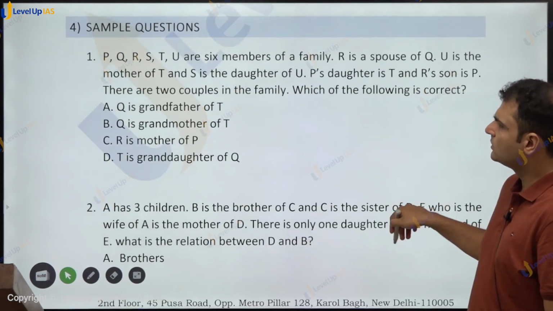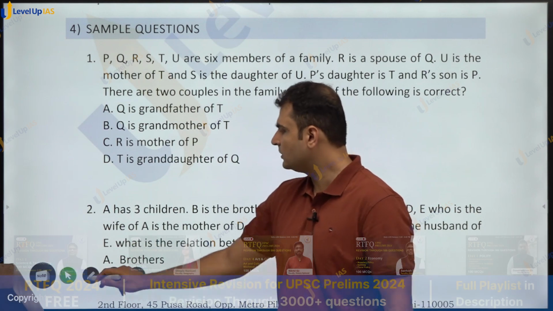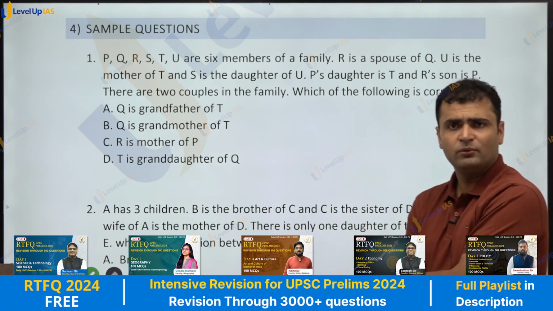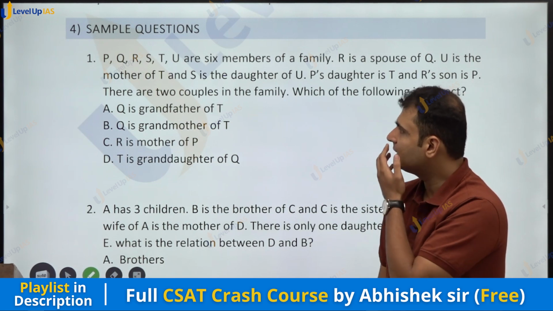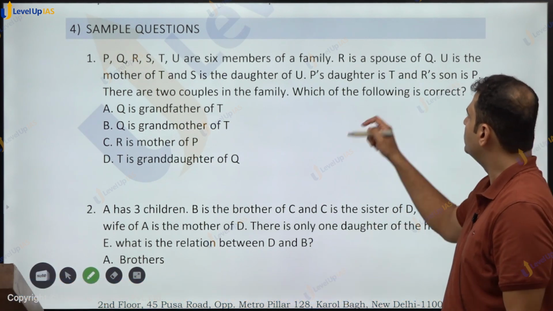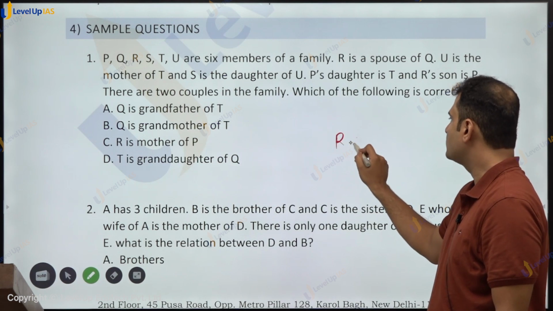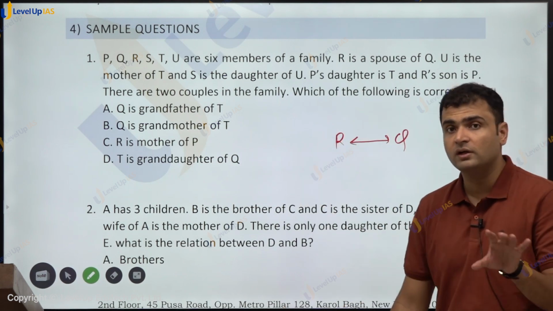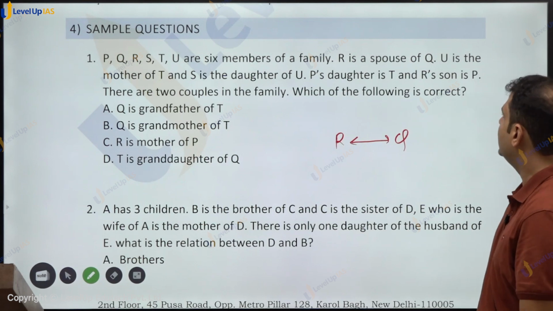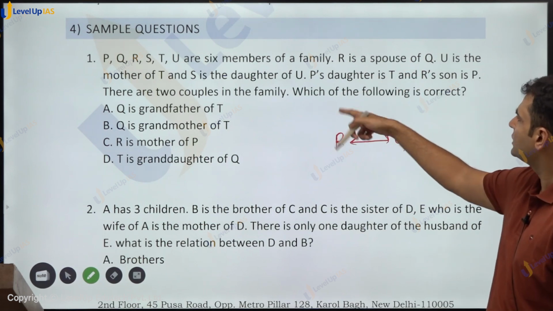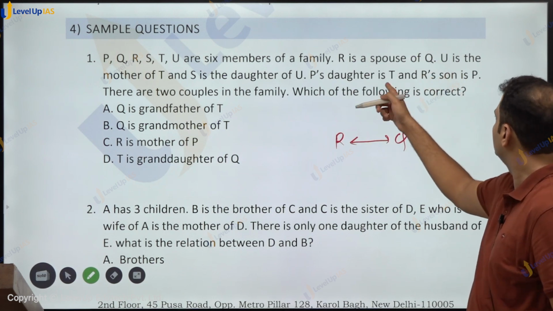Then let us do some sample questions. This is a PYQ actually. It was asked, I think, last year, 2022. So P, Q, R, S, T, U are 6 members of a family. Fine. R is spouse of Q. R and Q are spouses, so R and Q are married. We don't know the genders. They are only saying spouse. They are not saying husband or wife. Fine. Then what else? Because we have started with R and Q, let us look for information about them only.